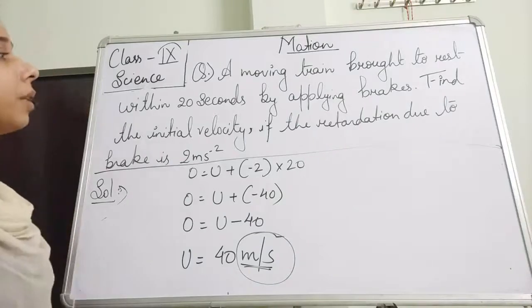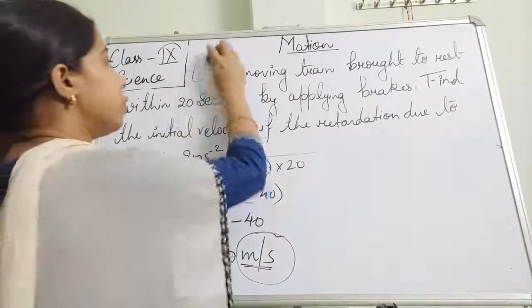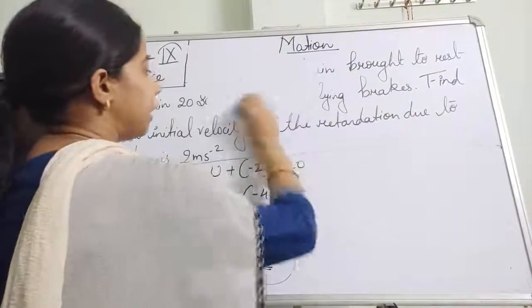So this is how, with this question, we are able to find the initial velocity. Let us see the next question.